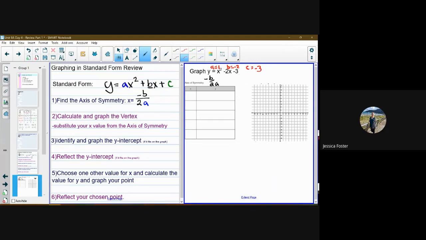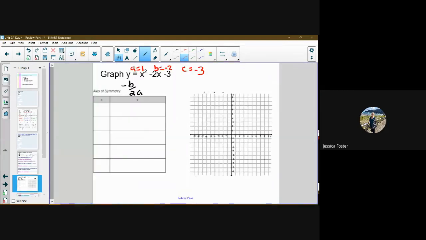Let me go back to a single page while we calculate this axis of symmetry. We're going to do negative b, so -(-2), all over 2 times my a value, which is 1. The opposite of -2 is +2, and 2 times 1 is 2. So I have 2 divided by 2, which is 1.